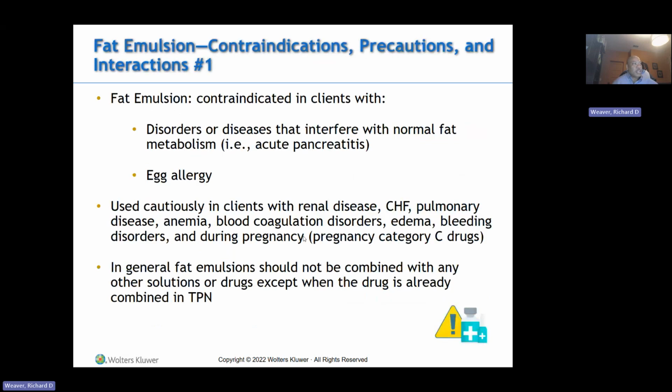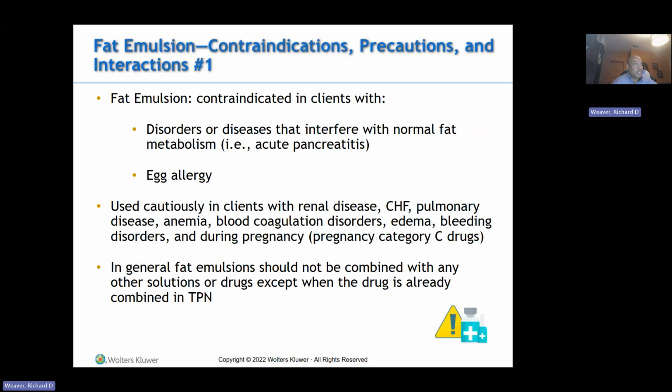Contraindicated in disorders or diseases that interfere with normal fat metabolism, such as acute pancreatitis. Remember, with acute pancreatitis, you're probably not producing enough lipase. Probably need to be careful if somebody has issues with bile, right? Because you need bile. Well, actually, if you don't have enough bile, then the fats will just go through the system anyway, because it's not emulsified or broken down by bile. But lipase is needed from the pancreas to break down fats as well. And with pancreatitis, you don't have that or very little.